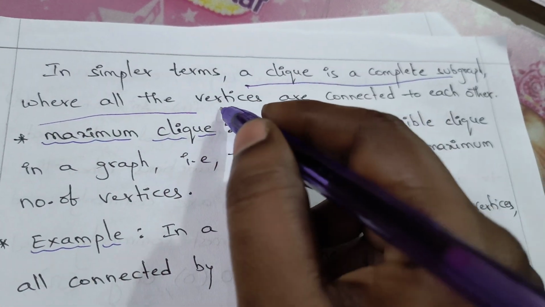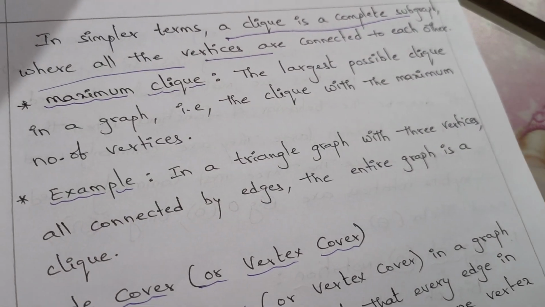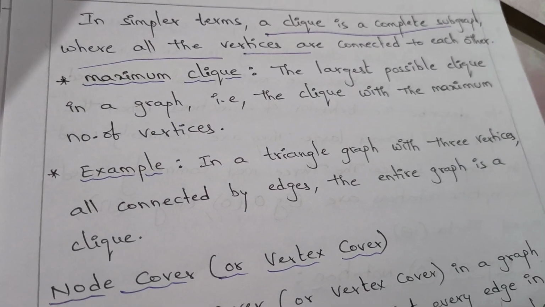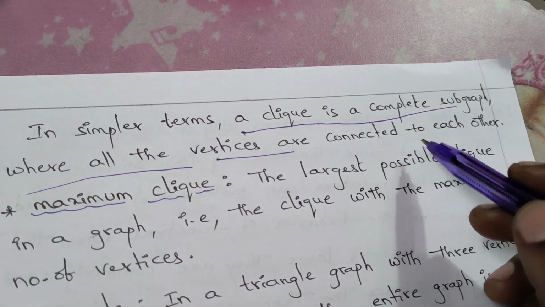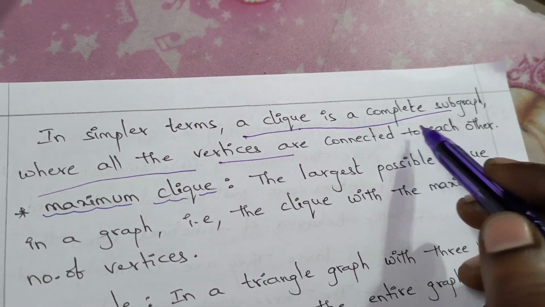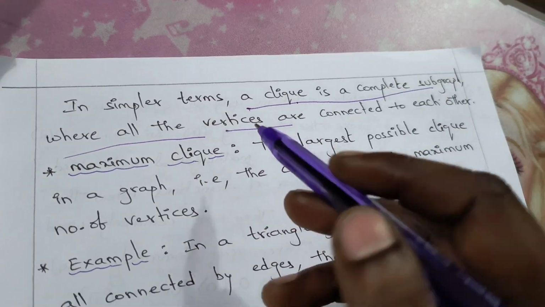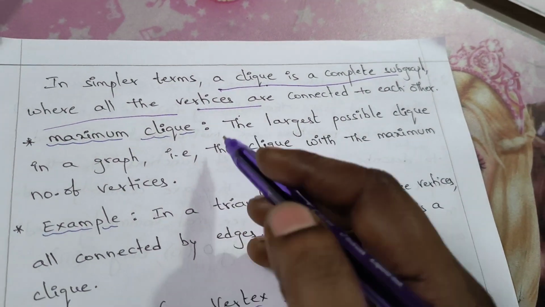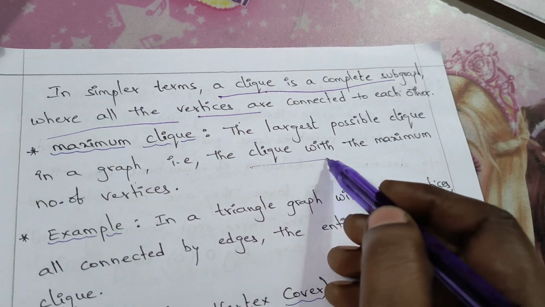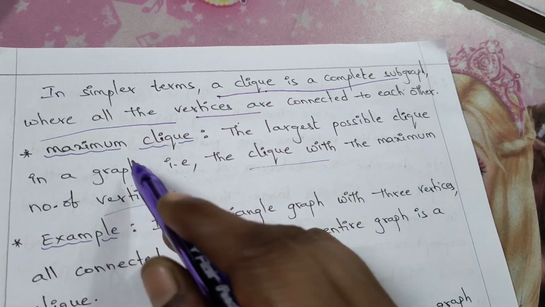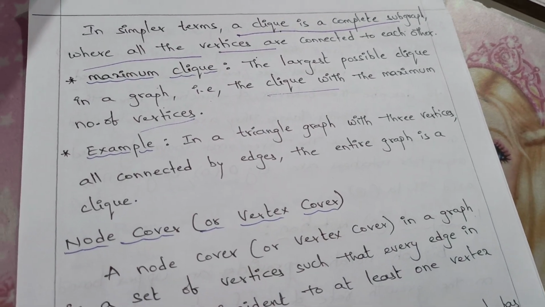You can write only these two lines for clique. Not required to write a big paragraph. If you have any confusion, at least you can remember these two lines to write about it. So what is a clique? It's a complete subgraph where all the vertices are connected to each other. Now, what is a maximum clique? The largest possible clique in a graph, that is a clique with the maximum number of vertices, is called the maximum clique. For example, you can give any example.